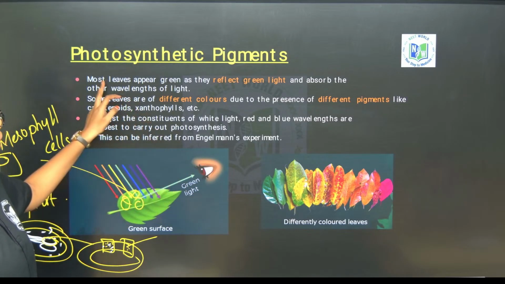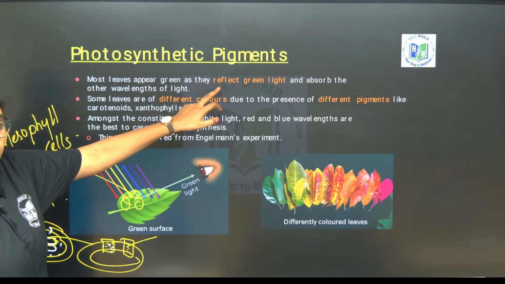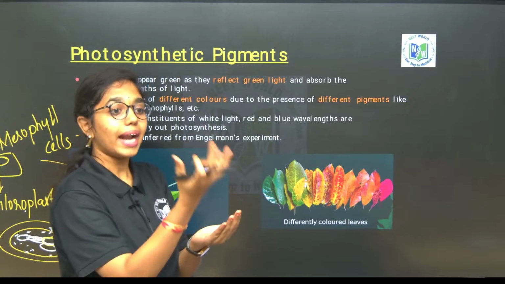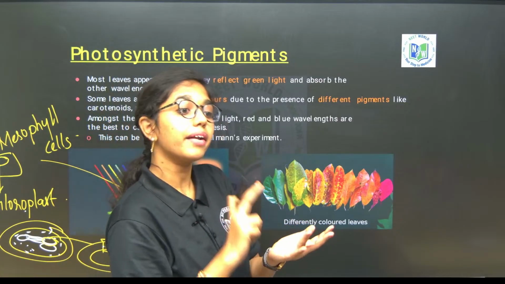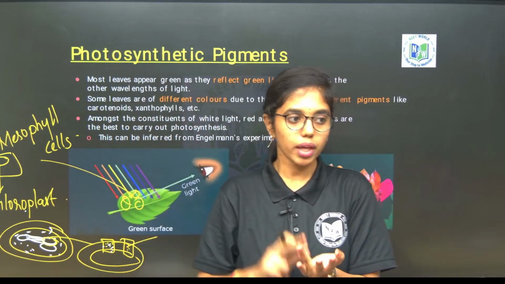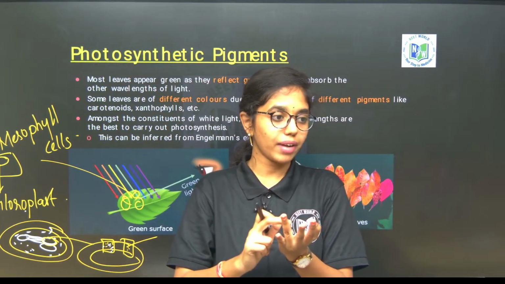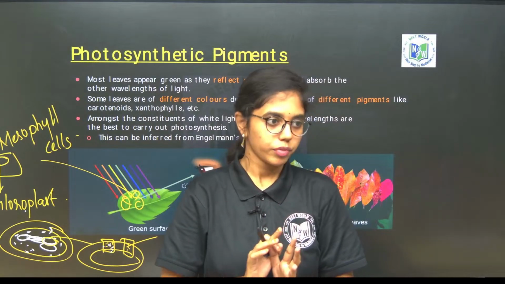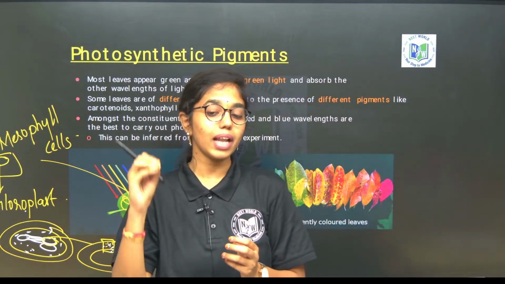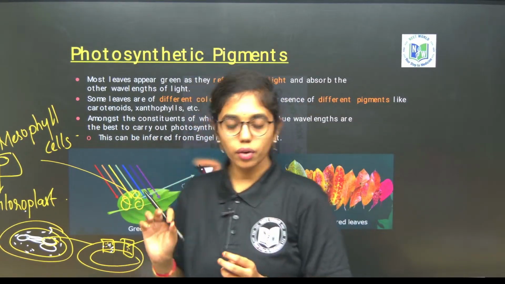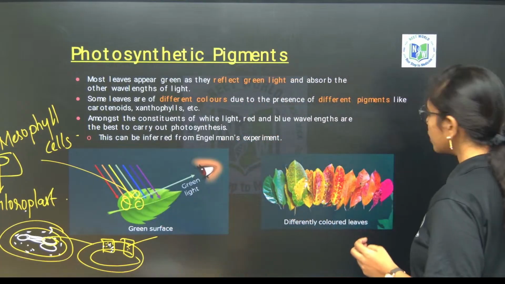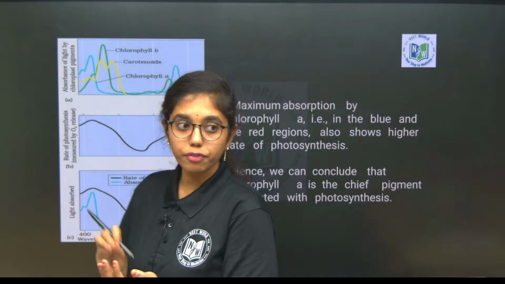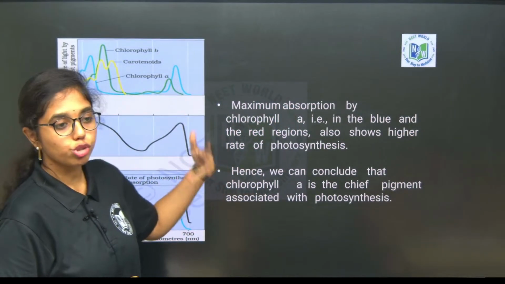So most of the leaves appear green in color because they reflect the green color. They absorb most of the blue and red colors. Blue and red regions of light are mostly absorbed and they will reflect what? Green light. That is why most of the leaves appear green in color. Understood. So when these different pigments are viewed in a chromatogram, each pigment has its own color.